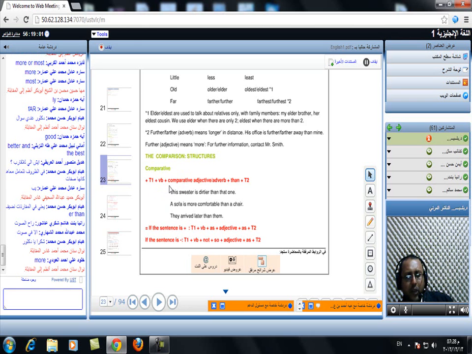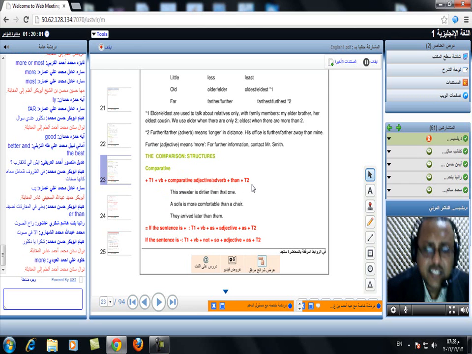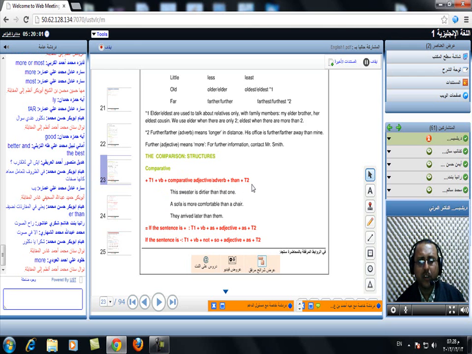T1 plus verb, comparative adjective or adverb, then now this is the form. For example, this sweater is dirtier than that one.